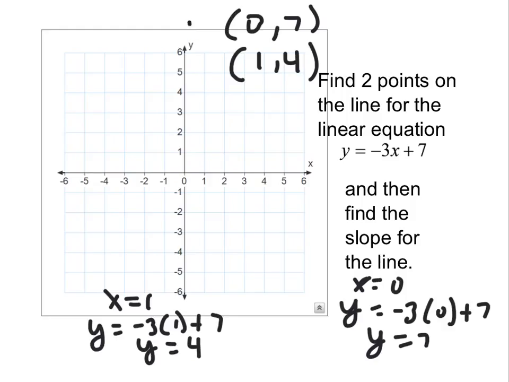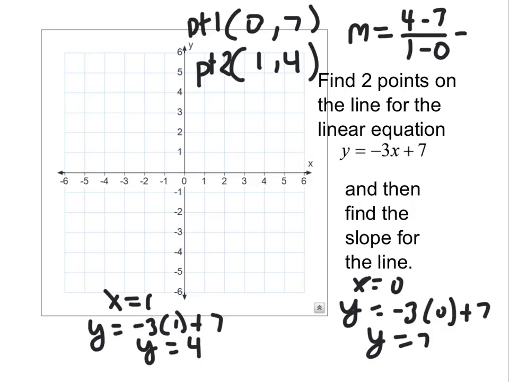Let's call this point 1. Well, we already know the slope. Yes, we're just verifying it though. Okay, that's point 2. So m equals 4 minus 7 over 1 minus 0. So what do we get? We get what we're supposed to. Negative 3 over 1. We knew that already. Those of you who remember slope-intercept, that negative 3 is the slope. Okay?